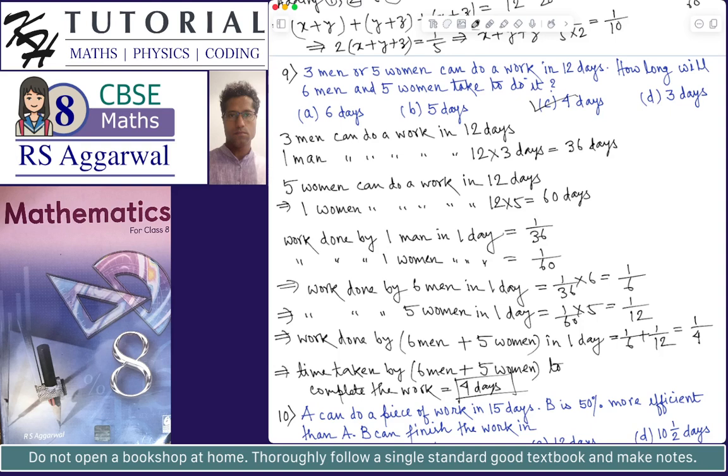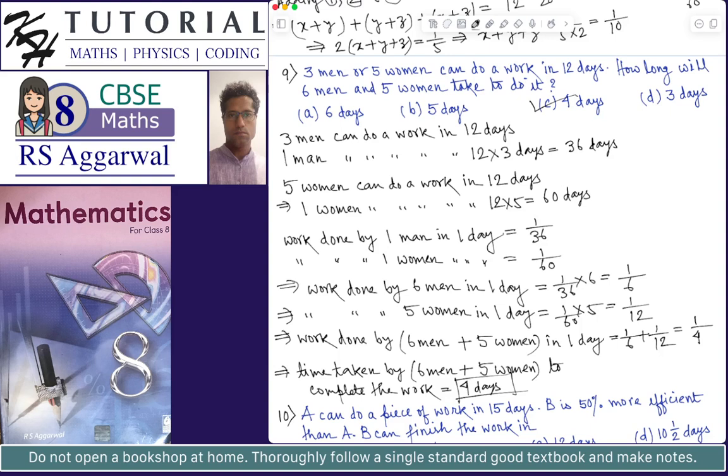So we were trying to find the amount of work done in one day by 6 men and 5 women. But before that, we had to find the amount of work done by one man in one day and the amount of work done by one woman in one day.